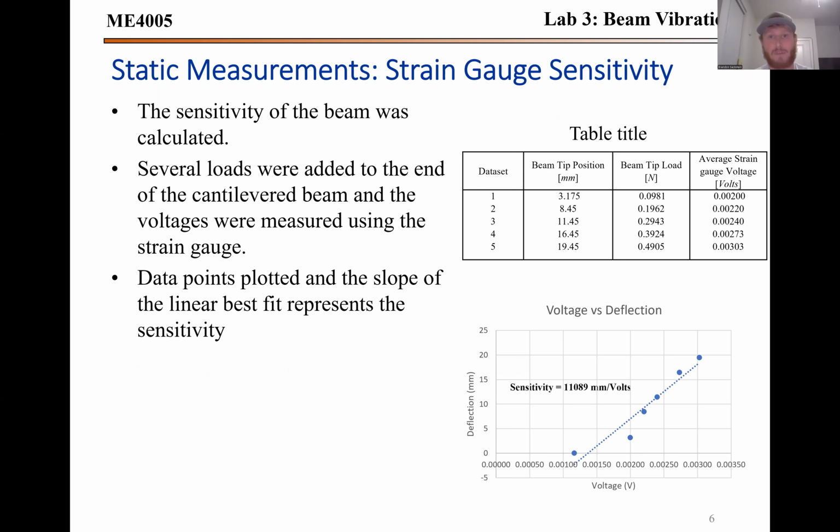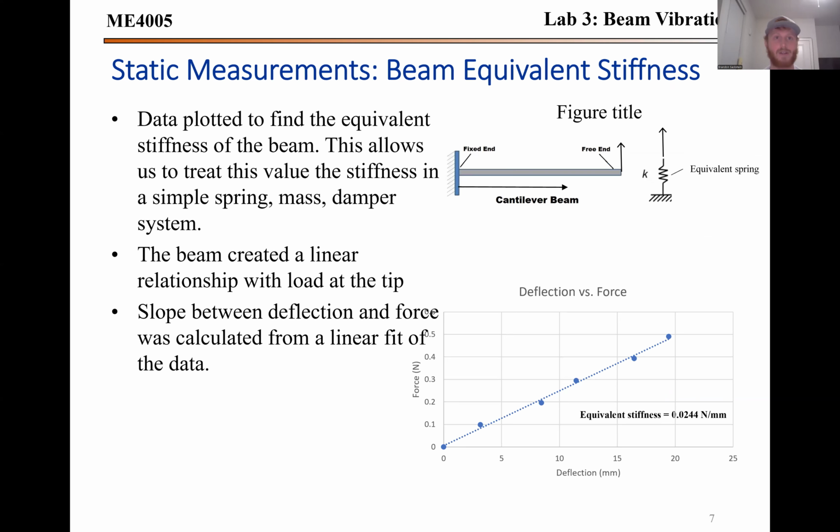So here's a static measurement. So the sensitivity of the beam was calculated by plotting these values here, the deflection and the voltage, to get my sensitivity. And the sensitivity is used to convert from voltage to displacement. And this was gathered in lab 2, where we analyzed the average strain gauge voltages and the beam tip displacement by putting loads on this beam.